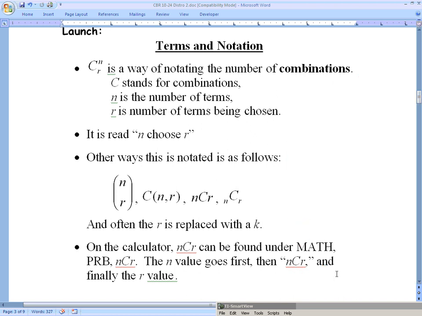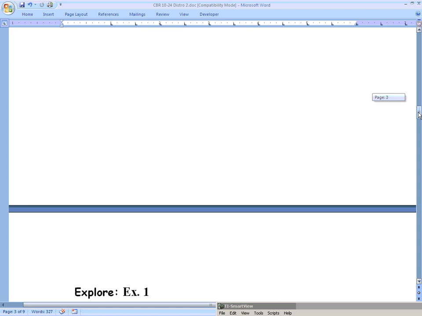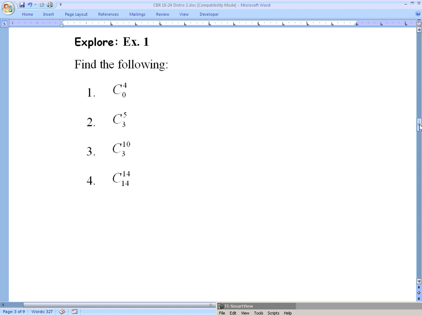So let's try it out. Get your calculators handy. You first may want to try these without your calculator. 4 choose 0, we just looked at that one actually. Again, how many ways can you choose none of them? There's only one way to choose none of them. 5 choose 3, I could do this without a calculator, but I don't know that I want to. So we're going to practice doing that on the calculator.